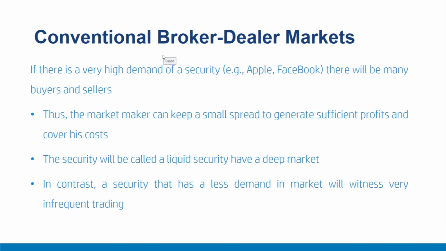If there are a large number of buyers and sellers in a security, that means trading is taking place in large volumes. It is expected that such a security will have a low spread. This is so because the market maker can charge a lower spread and still make a sufficient amount of profit to cover his costs. What are these costs? We'll have more to say about this in subsequent discussions.